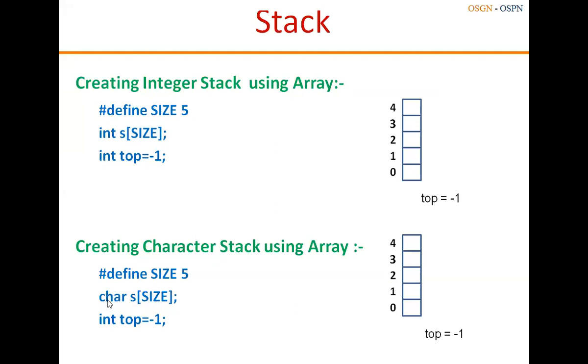So here I am declaring it as character because I want to store character type of data in this stack. So char S[size], but the previous one is int S[size]. And in both the cases, see, everything is the same. Top is -1 and this is the stack. Indexes are starting from 0 to 4. Here also top -1. Indexes are starting from 0 to 4. And this is the stack.